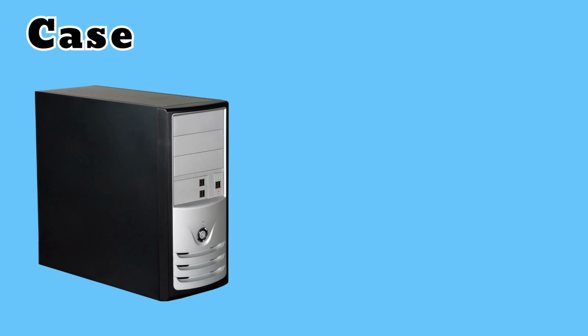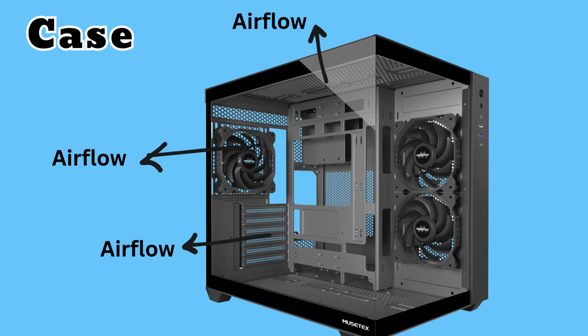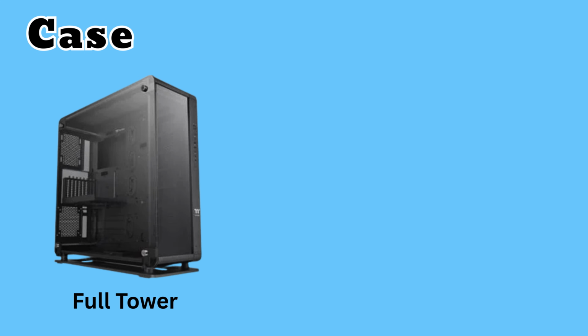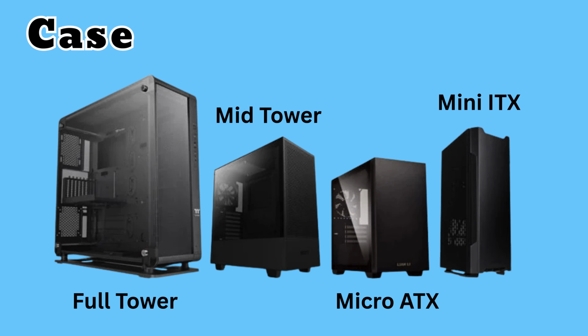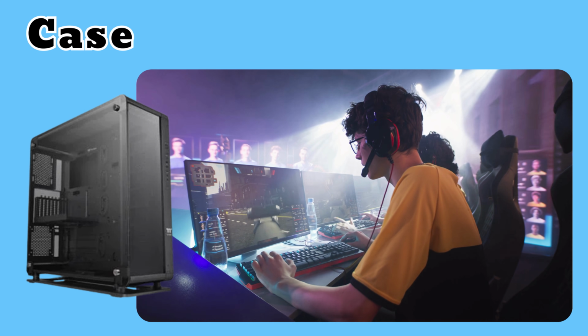Case. The case is the outer body of the computer that holds and protects all internal components. It also helps with airflow by allowing fans and vents to move air through the system to keep everything cool. Cases come in many sizes and designs. Some are small for compact builds, while others are large and designed for gaming or high-performance systems.